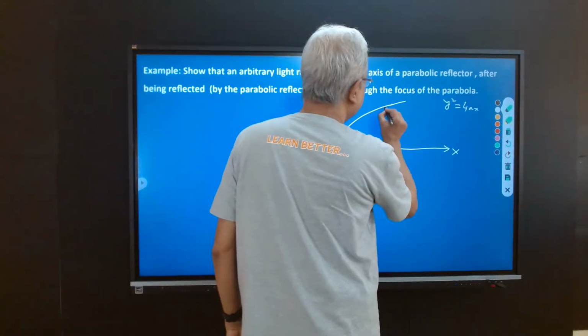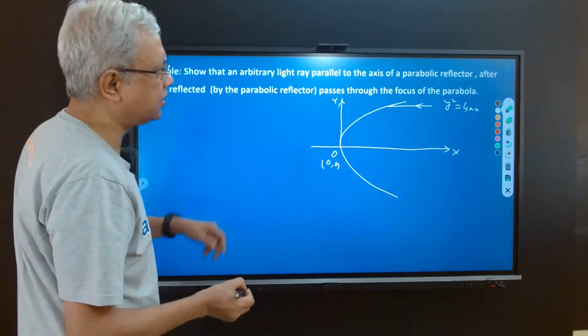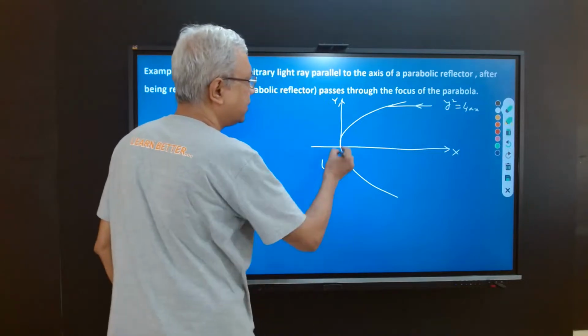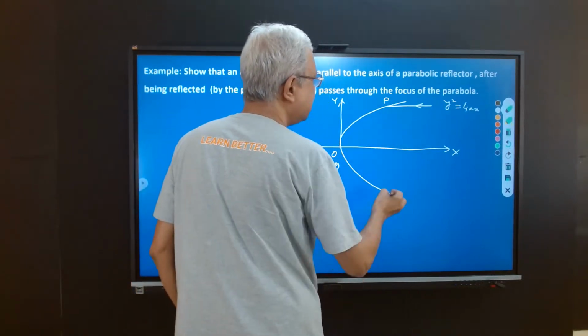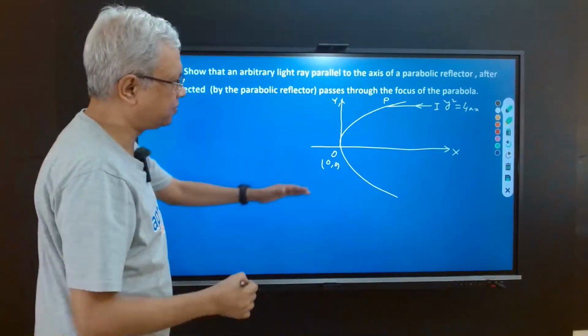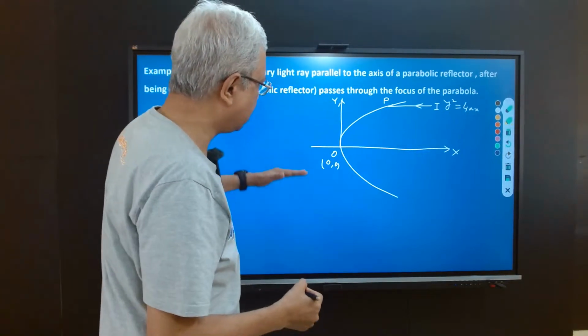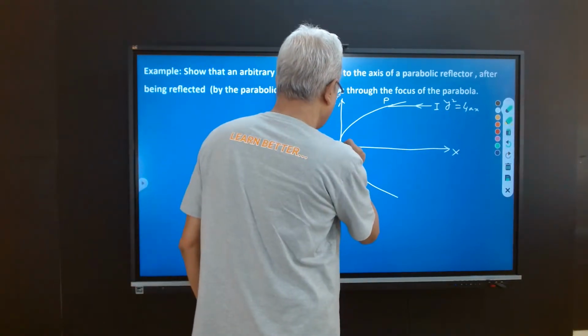Now consider a ray of light which is incident on the parabola at the point P. IP is the incident ray which is parallel to the axis of the parabola, that is the x-axis.